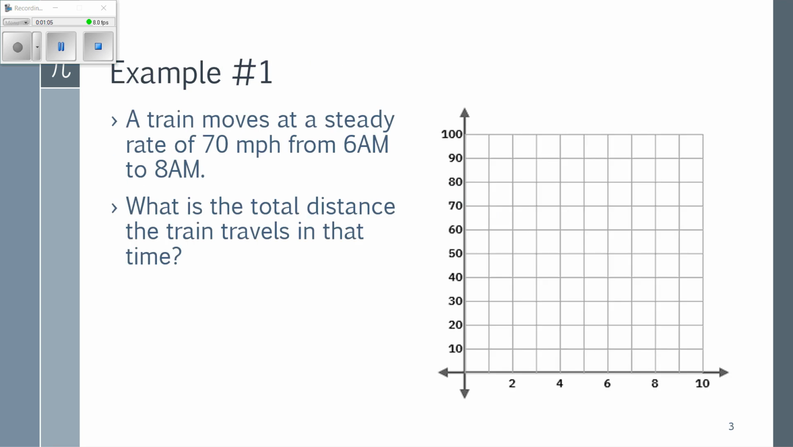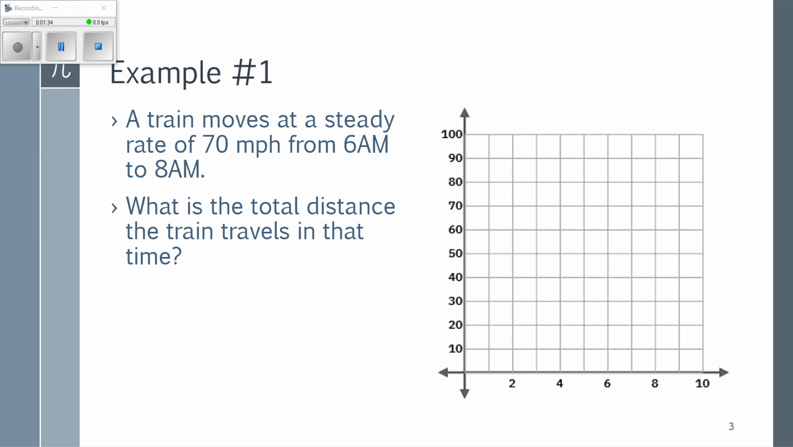So this section, I'm going to take everything graphically, just because it's easier to work graphically to start with. The idea is, let's take the example of a train moving at a steady rate of 70 miles per hour from 6 a.m. to 8 a.m. And we want to find the total distance the train travels. Well, 70 miles per hour for 2 hours, that's 140 miles. But I want to explore graphically what that found for us.